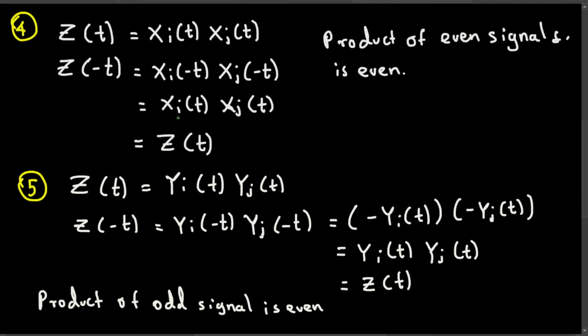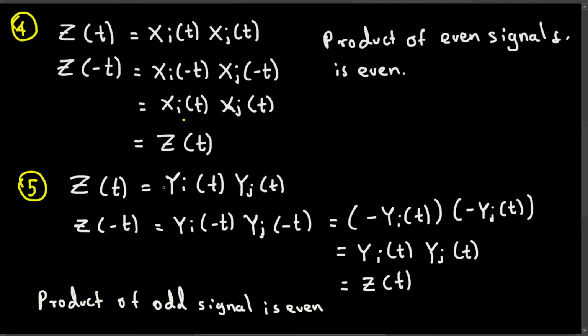So you get this one, x of t, x of t, and that is equivalent to the one we have right here. So that is z of t. Instead of this one, you can substitute z of t. Therefore we are getting the z of t. Therefore this is an even signal. So product of even signals is even.